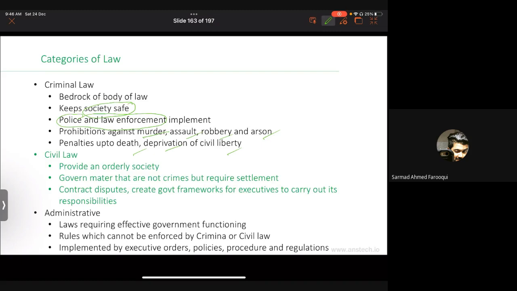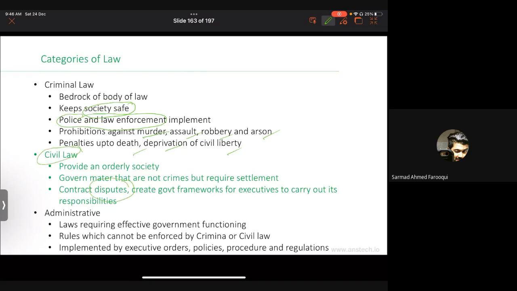Initially there was only criminal law, and then you realize that criminal law cannot address all the problems of a society. There might be a dispute between two people, a financial dispute, a land related dispute, an agreement or contract related dispute. So over a period of time, it was understood that criminal law cannot address all the aspects of society. To maintain peace and order and to resolve disputes in a society, you require civil law. So civil law looks into disputes generally.